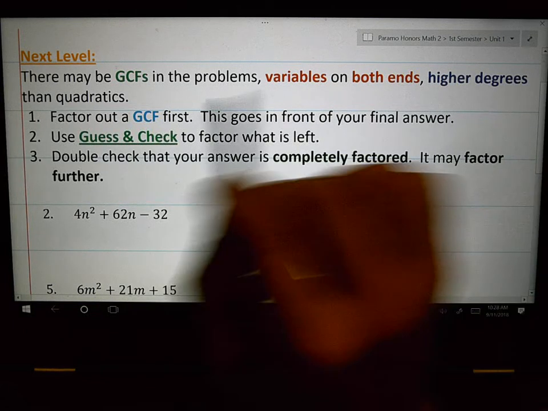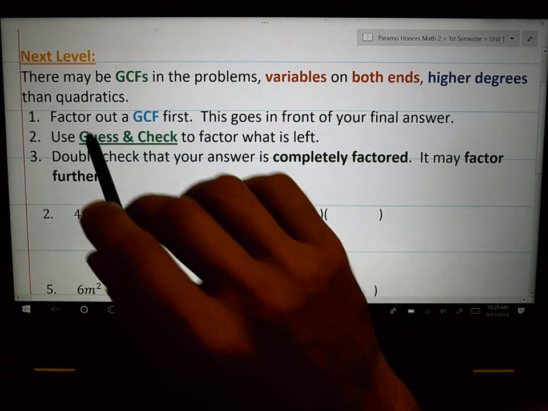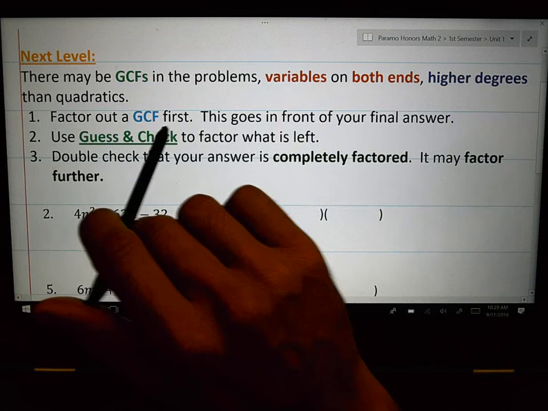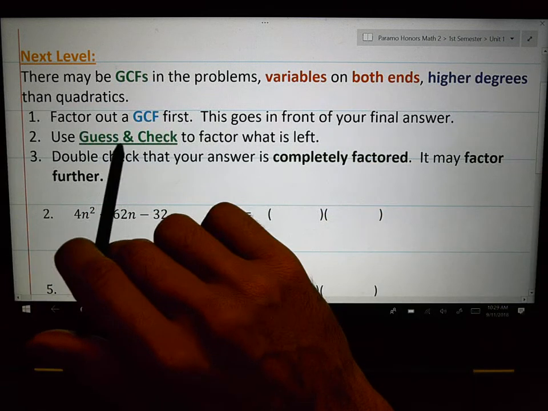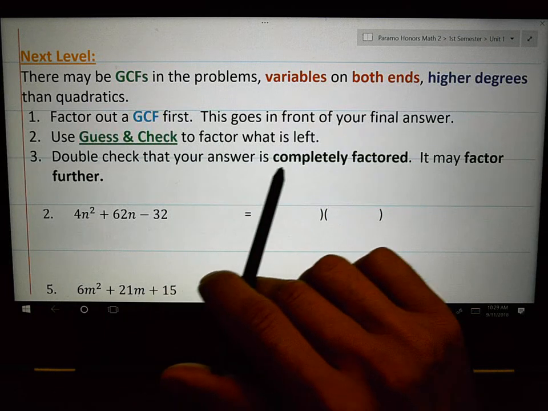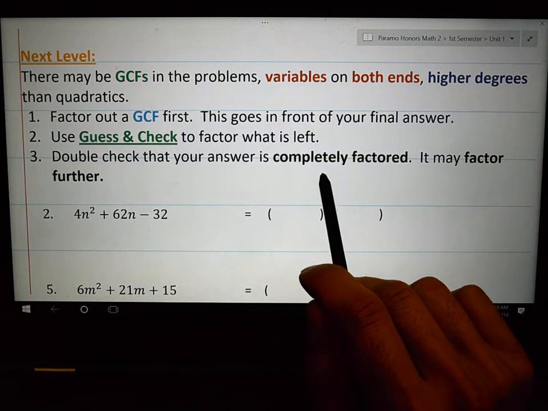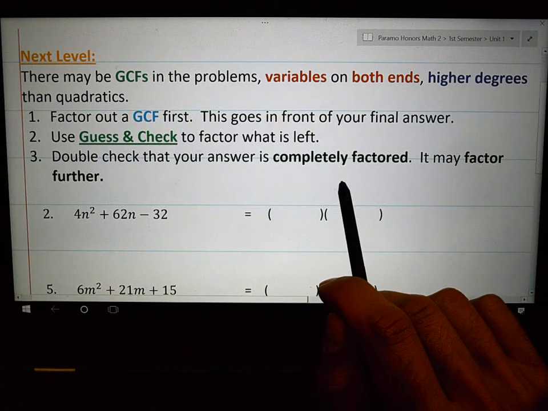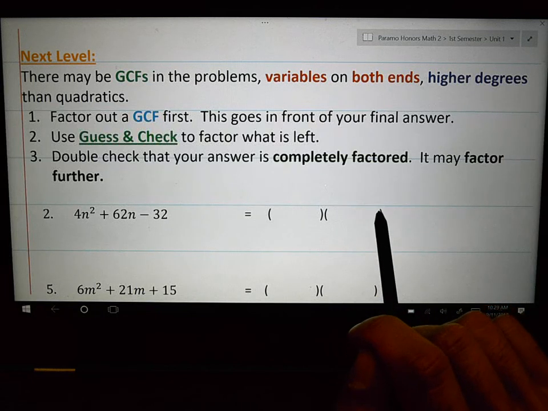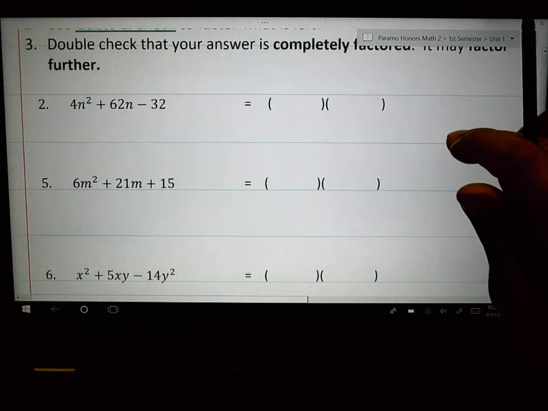What we're going to do is follow the same concepts as we did in 1.3. The only differences are we're going to look for a GCF first if there is one. It's going to go in front of our final answer. We're still going to use guess and check and factor what is left. And then lastly, we are going to double check that it is completely factored. These two words are supposed to remind you that you may have to factor more than once. A lot of times it means you will have to factor more than once, and so on. So let's look at a few examples that we can do together.